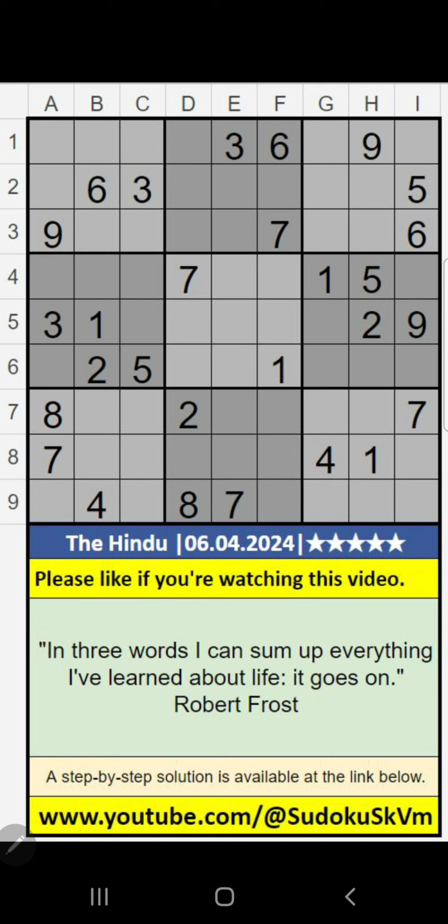Welcome to Sudoku SKVM. I'm going to solve the Hindu newspaper Sudoku puzzle on April 6, 2024, 5-star Sudoku.